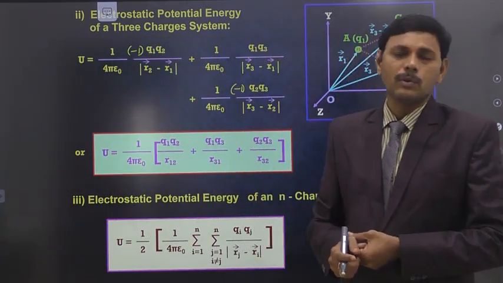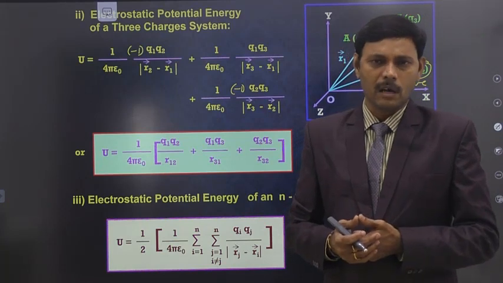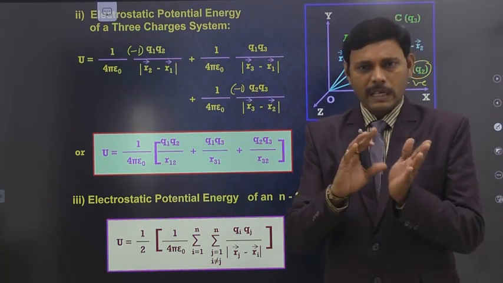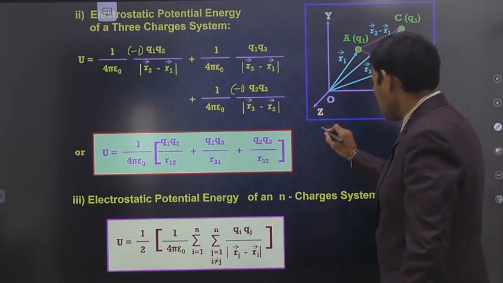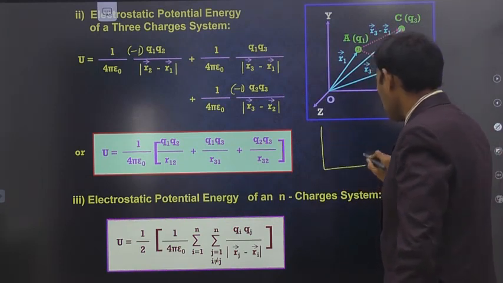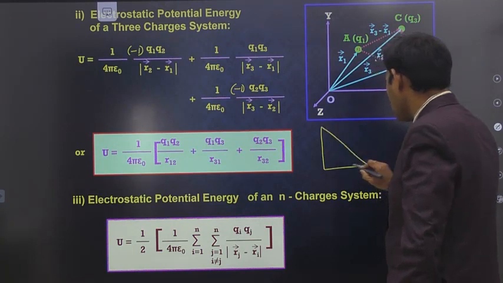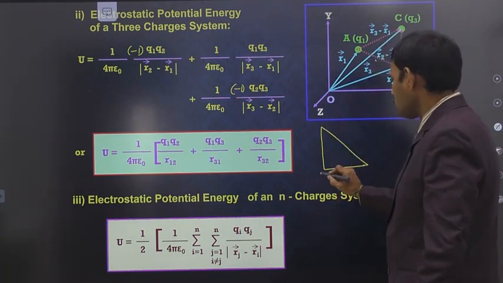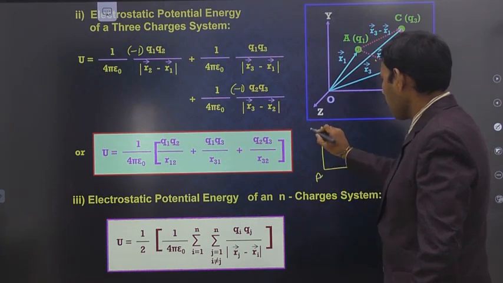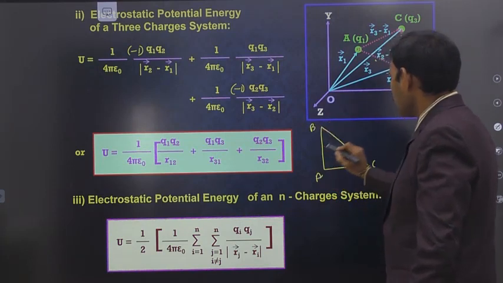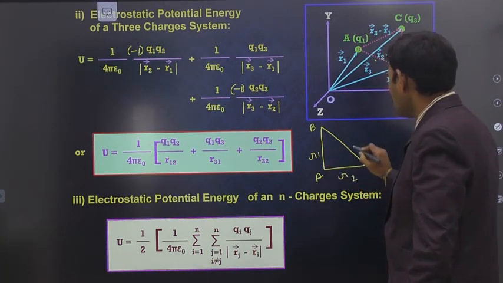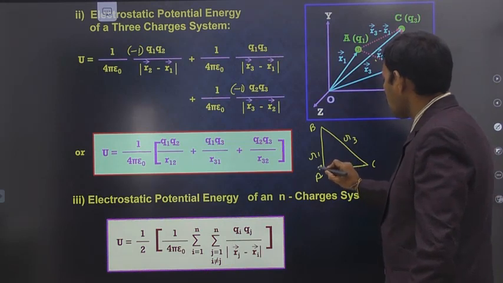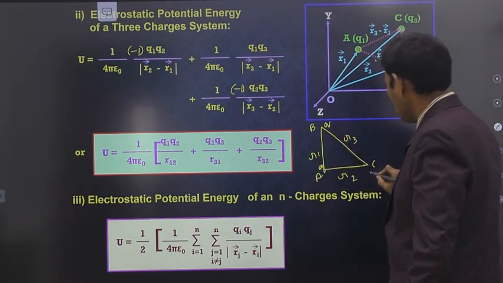In recent years, when you look into any objective model exam, some problems were designed on this concept. Initially, charges are kept at the vertices of a triangle, a right angle triangle ABC. Here the distance between A and B is R1, A and C is R2, and B and C is R3, and three identical charges are kept at the vertices of the triangle.